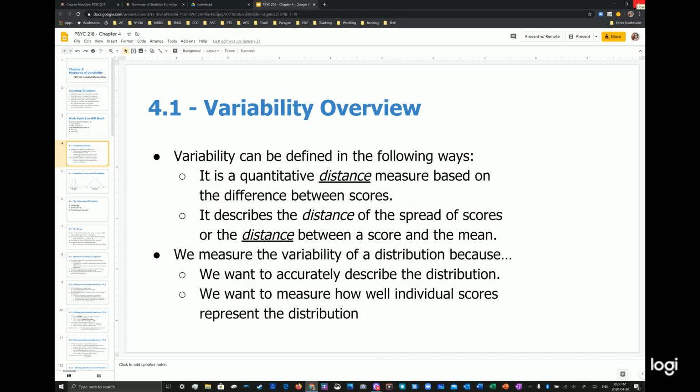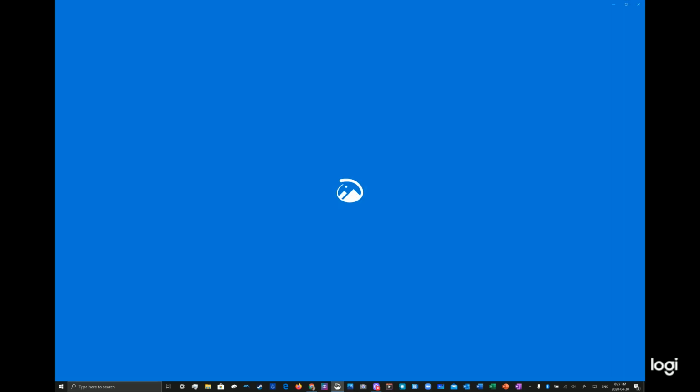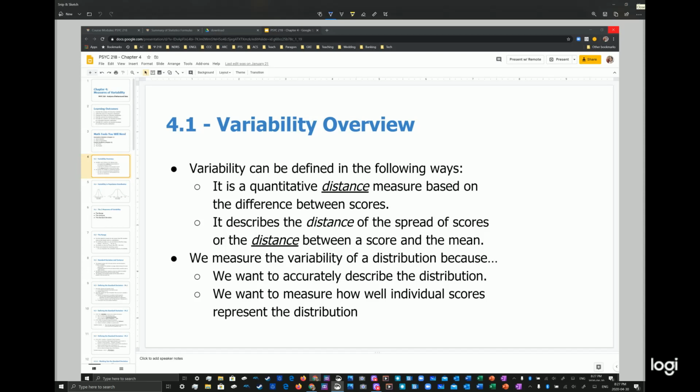So, variability overview. As we go through the chapters, as our knowledge and skills in statistical procedures grow, in concept, skills, and practice, the overviews can be shorter, starting with this one. So as we've already introduced variability, here are what the points said.